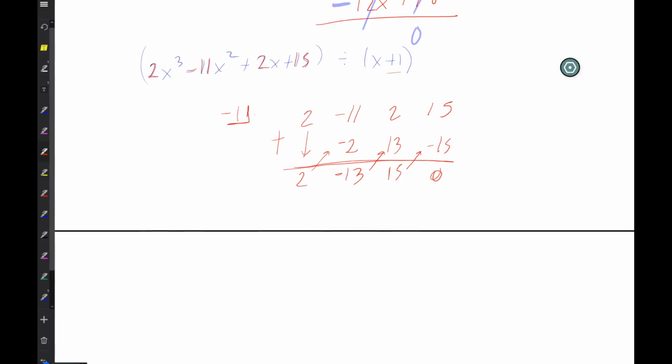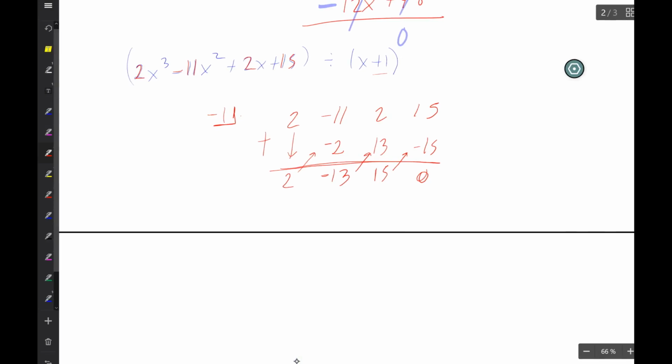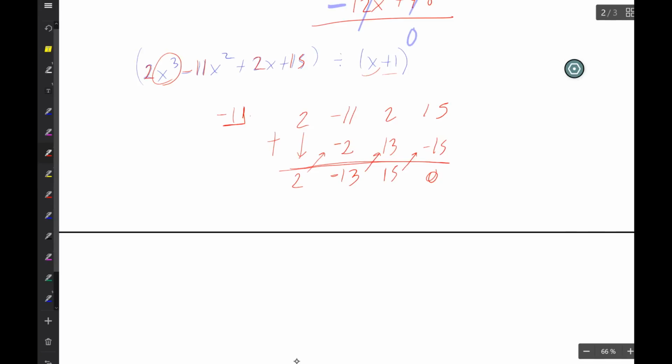Now, what do I do with these guys? Where did this lineup come from? Yeah, with the x's, right? So I have to put them back in with the x's. The only thing I have to think about is I took an x cubed and divided it by an x. So what should I start with? What's x cubed divided by x? Yeah, x squared. And then you just trail downwards. So 2x squared minus 13x plus 15.